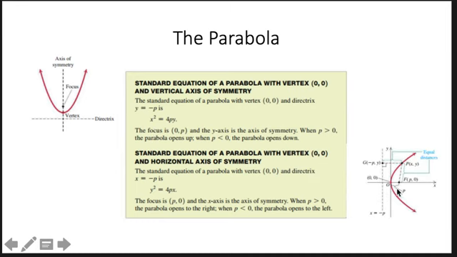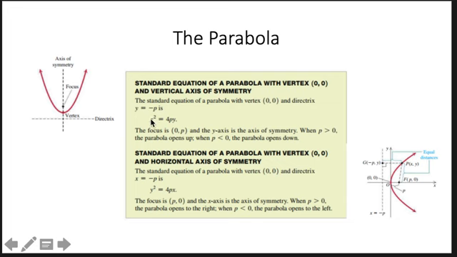In this example, the parabola is facing up, so p would be positive. When the parabola is facing right or left, we use a y squared equation. The equation is y squared is equal to 4 times p times x. And like before, p is positive when the parabola is facing right and negative when the parabola is facing left. That p-value is the distance from the focus to the vertex and from the vertex to the directrix.